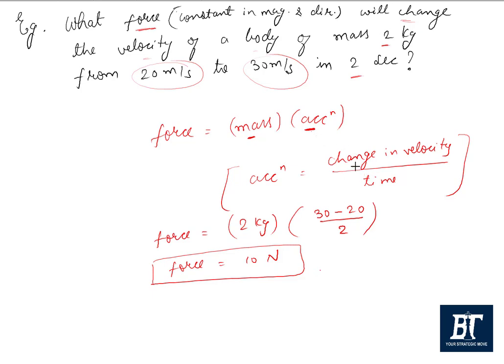We can also find acceleration by using equation of kinematics, which is nothing but v is equal to u plus at, and final velocity of this object is 30, initial velocity is 20, and time taken is 2 seconds. So from this we will also get acceleration a is equal to 30 minus 20 by 2 meter per second square.